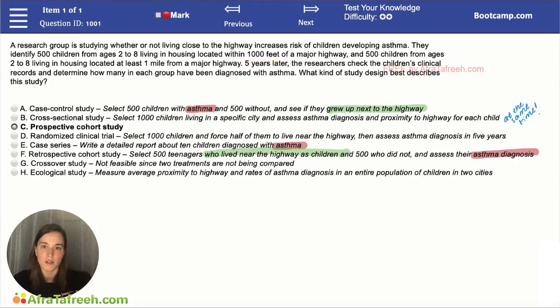A crossover study isn't really a feasible research design for this question because two treatments aren't being compared, and it would be really hard to figure out what the washout period needs to be for living close to the highway versus not living close to the highway.